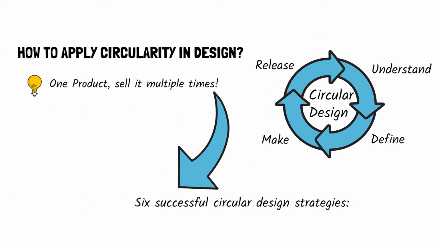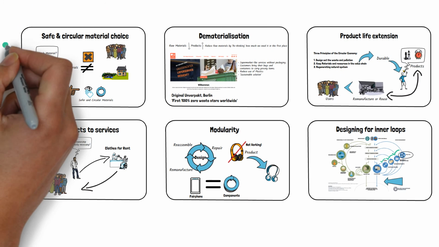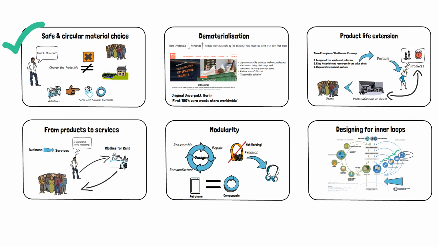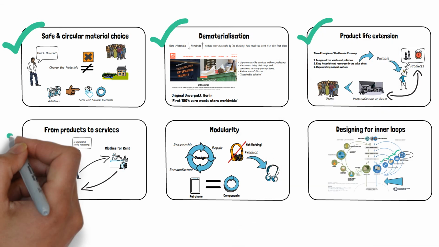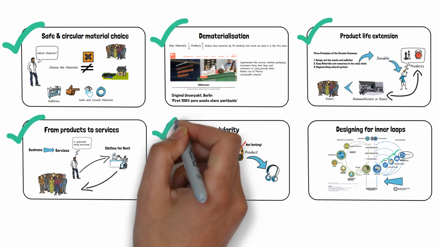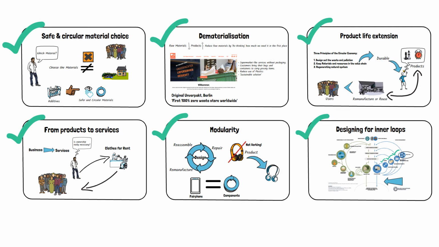Takeaway message. Design is the most important part of any project, and it has to be done very carefully with huge attention to detail. In design, circularity eliminates the waste completely in the first place so that we don't have to deal with them later. It teaches us that if we have to solve the problem of the waste, start with stopping the upstream first. And circularity can be applied by 6 strategies: safe and circular material choice, dematerialization, product life extension, from products to service, modularity, and design for inner loops.